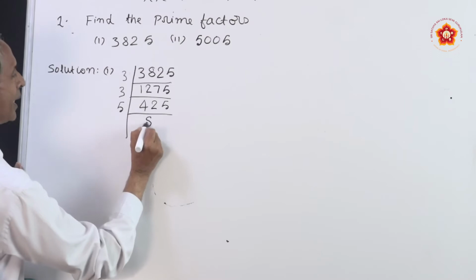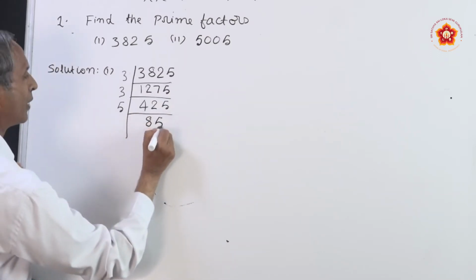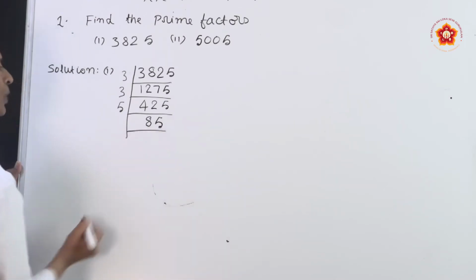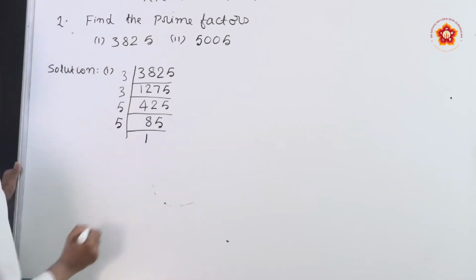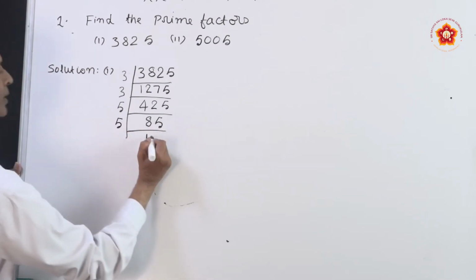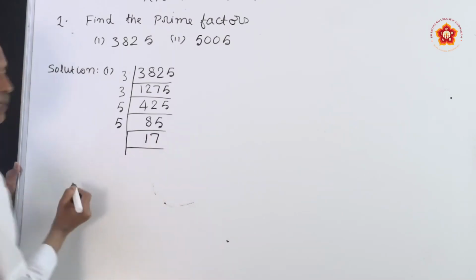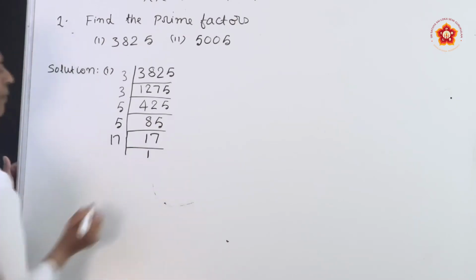5 8s are 40, then 2 is remaining, 25, 5 5s are 25. Now, also 5 is in the unit place, so you can divide by 5 again. 5 1 is 5, 3 is remaining, 35, 5 7s are 35. Next, 17 is a prime number, it can be divisible only by 17, therefore, 17 1s are 17.